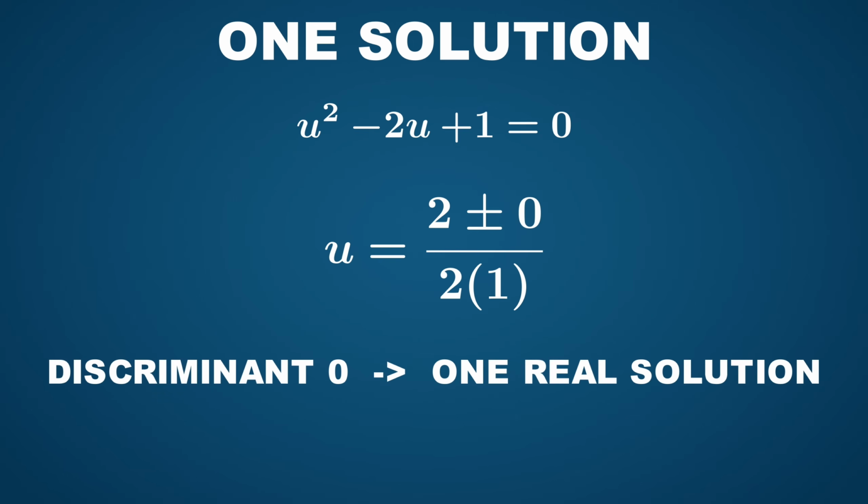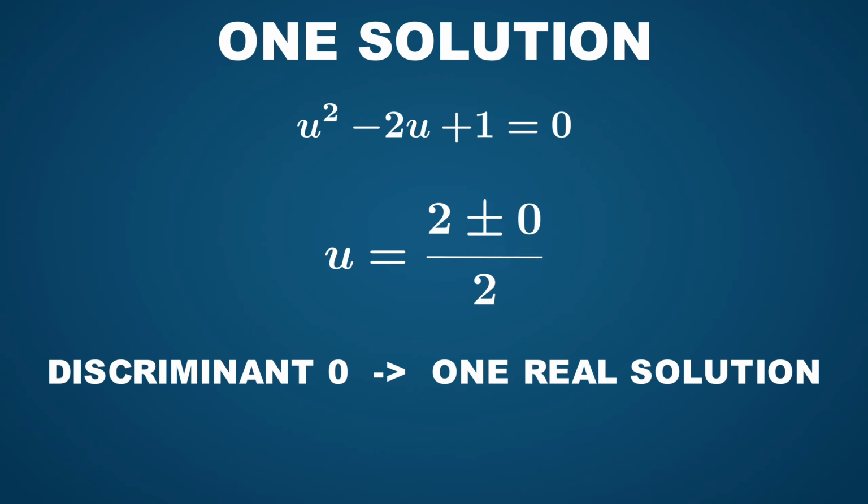When the calculated discriminant is exactly 0, there is exactly one distinct real solution for the variable. We plug this 0 back into the full formula. We have u equals 2 plus or minus 0, all divided by 2 times a. Since a is equal to 1, the denominator evaluates to 2 times 1, which is 2. The total expression simplifies to u equals the quantity 2 plus or minus 0, divided by 2.